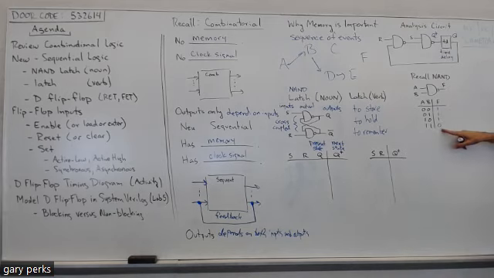A NAND gate, you only get a 0 out if all the inputs are 1. Remember, a NAND gate is the same thing as an AND with an inverted output. An AND only gives a 1 out when all the inputs are 1. So a NAND is the same except the output's inverted, so you only get a 0 out.